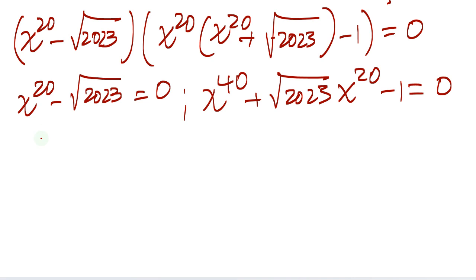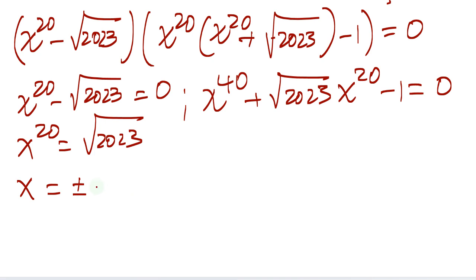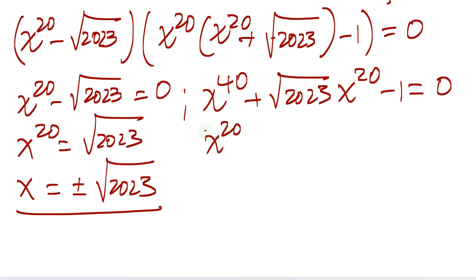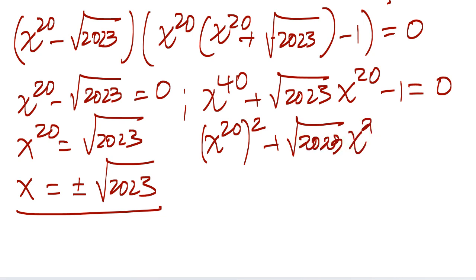So from here, guys, we're gonna have x to the 20 equals square root of 2023, and then x will be equal to plus or minus the 20th root of square root of 2023. Okay, and then we're gonna solve this to find other values of x. This is x to the 20, to the power of 2, plus square root of 2023 times x to the 20 minus 1 equals 0.